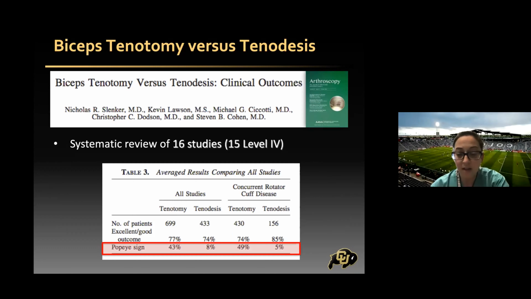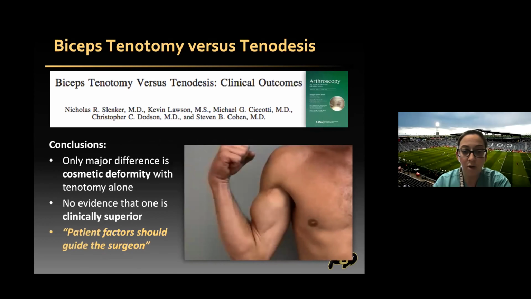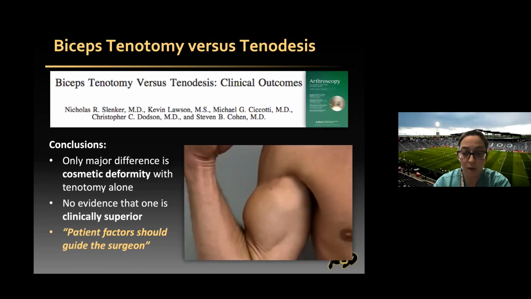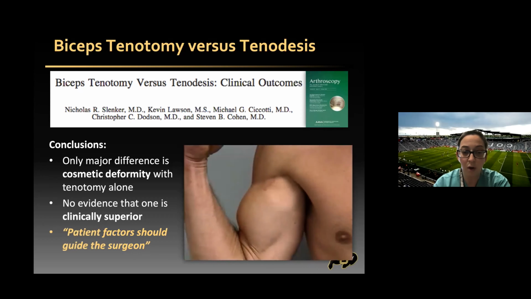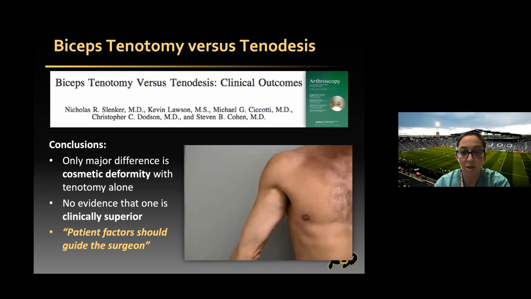And that's important because it's important to be able to counsel your patients on the potential downside. And I would note that the patients who had superior outcomes with tenodesis were those undergoing concomitant rotator cuff treatment. When we were just looking at all comers, whether they had concomitant rotator cuff treatment or not, tenotomy versus tenodesis results were actually very similar. And they concluded that the only major difference between these two treatment outcomes was the cosmetic deformity that's associated with tenotomy alone, and patient-specific factors should guide the surgeon.